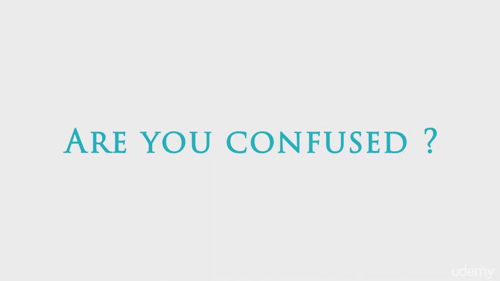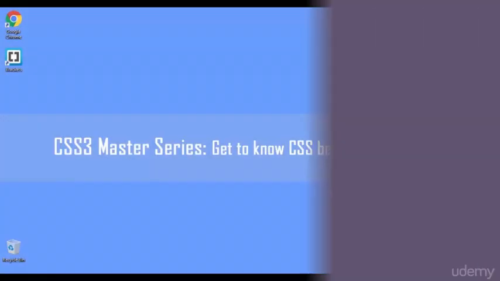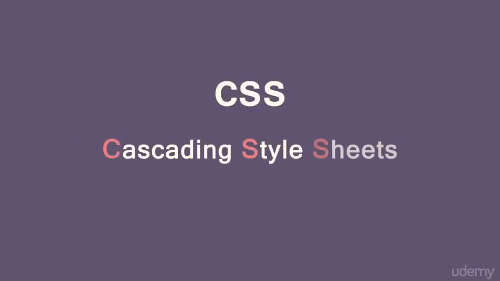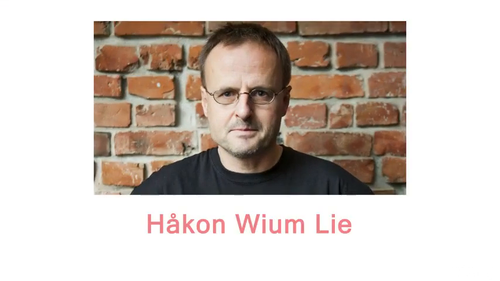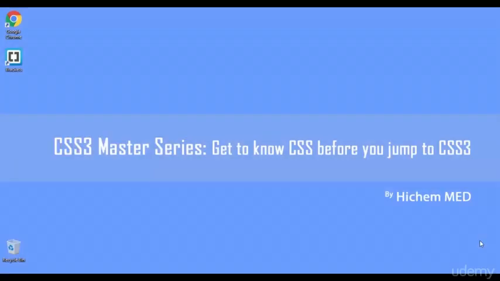What is CSS and what is CSS3? So let's start off with CSS. CSS stands for Cascading Style Sheets, created by Håkon Wium Lie. I really have no idea how it's pronounced. It was created in 1994. It's one of the core technologies for building websites and applications. So at this moment, it is very rare to find a website which does not use CSS.